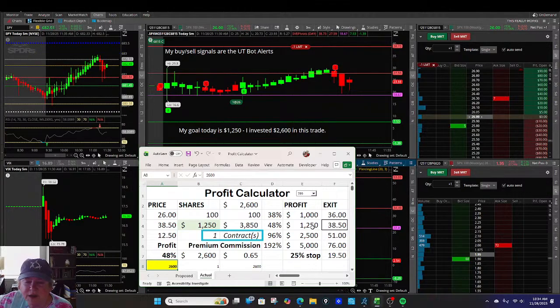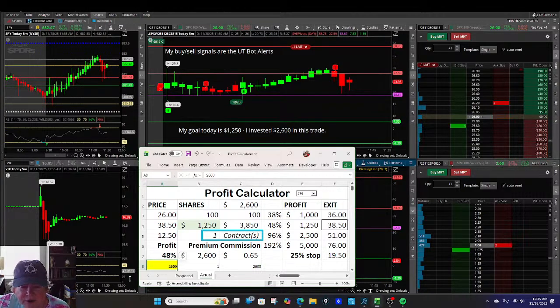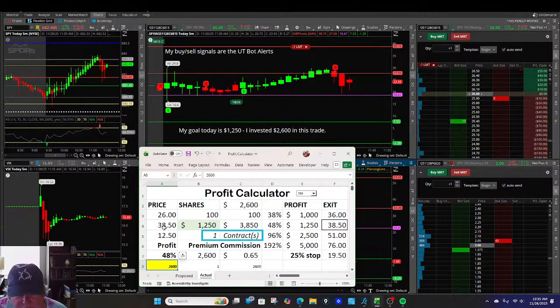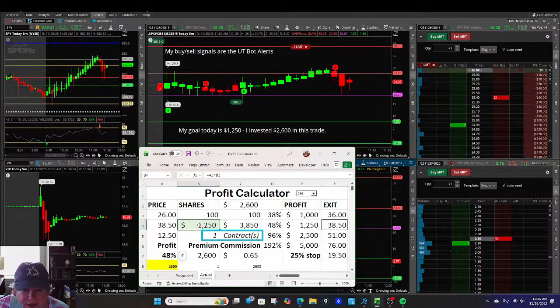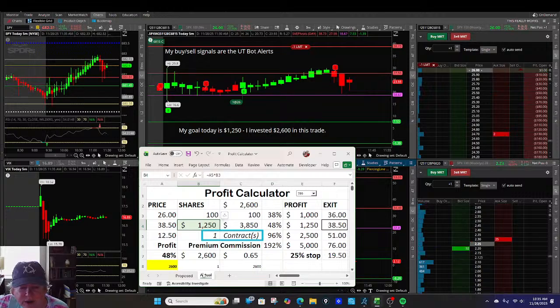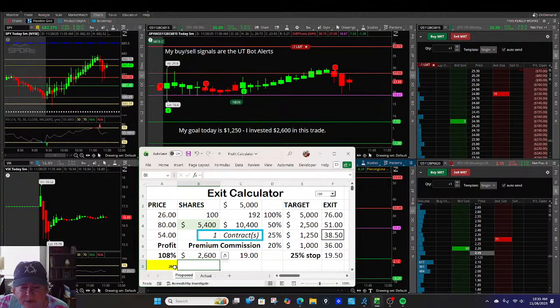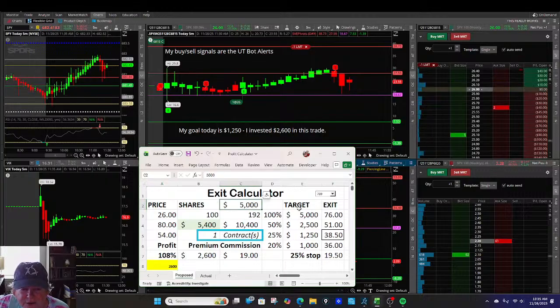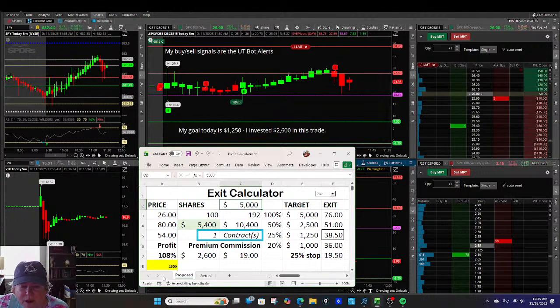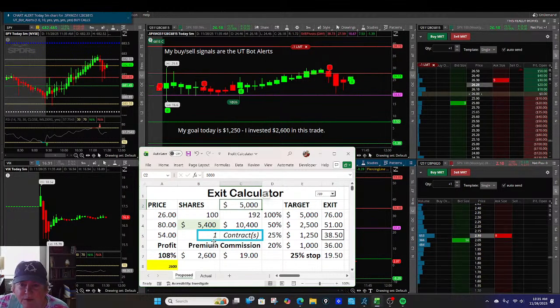So sometimes I might let it run a little bit higher, and this just lets me know exactly how much money I made, how much I have in profit, which is in the green box. Tells me how many contracts too I can buy. If I'm proposing something, let's say that I have 5,000. If I type in 2,600, it lets me know how many contracts.